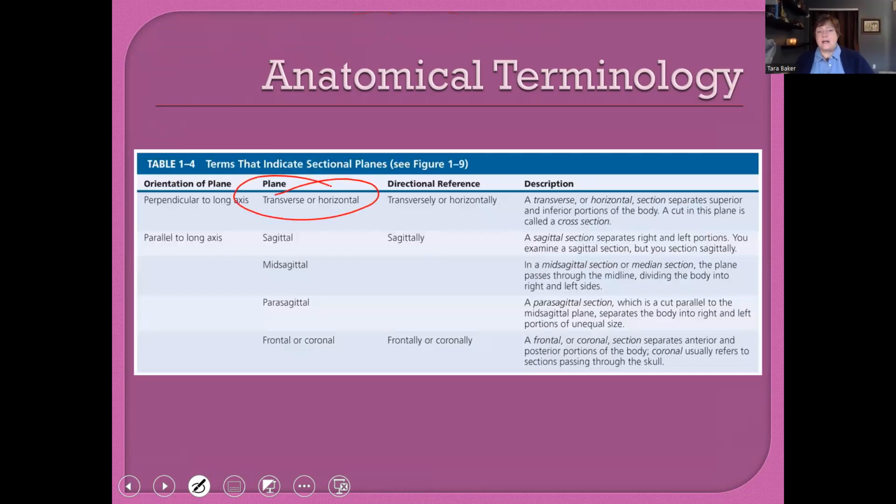Transverse is that cross section, cutting it the short distance right through the middle of the body, separating top from bottom. Sagittal is cutting left from right. If we are exactly in the middle of the body or organ, we're going mid-sagittal. If we go a little to the left or a little to the right, that's parasagittal. And then we can also do the frontal or coronal plane, which separates the front from the back. And you'll see this a lot when you look at x-rays or MRIs or PET scans.